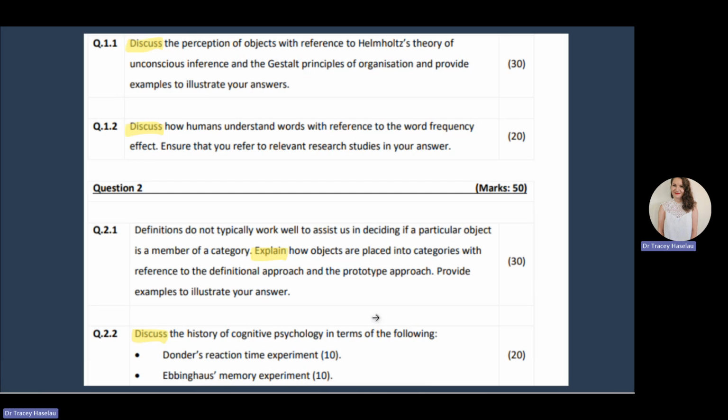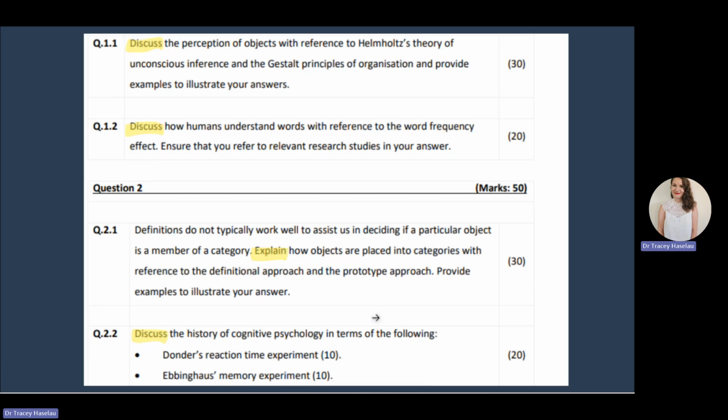Now, this is really important because these are different tasks that are being asked of you. So let's have a look at what is the difference between discuss and explain? And of course, there's also a difference if you see a question that says describe or analyze or critically examine. It's asking you to do something slightly different with each of those verbs.